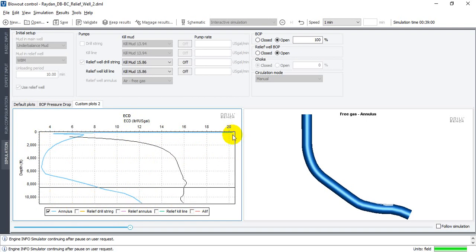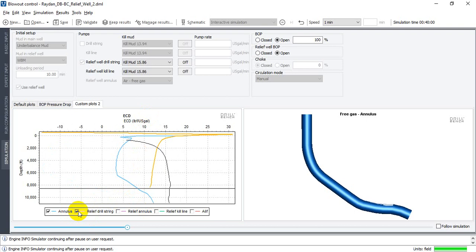20 equivalent density, and it drops to the 4 and 25, and increases and drops. It is not constant, and at the bottom of the depth, it is increased to 12 pounds per gallon for the density at the annulus for the main well, which is blowing the gas.